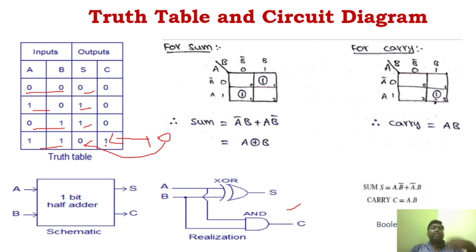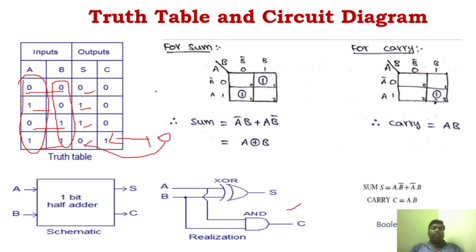Now we have to frame this circuit, right? So what do we do? We will go for a K-map for that. In the K-map, you can see the input is 0 and 1. If you take A, you have only 0 and 1, and similarly B, you have 0 and 1.